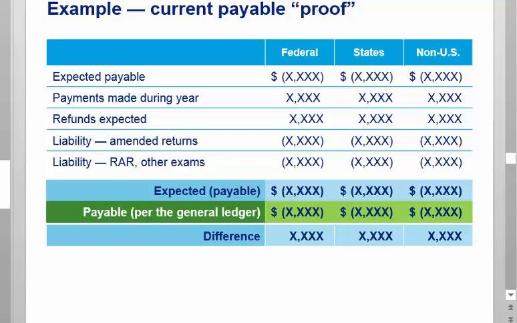And the proof will look something like this, right? How much do you think you owe? What payments did you make? What refunds do you expect? Add up all the things that are going on with your company, Fed, state, foreign, and then say, well, the sum of that compared to the balance I have on my balance sheet, there's either a difference or there's not. And if there's a big difference, you've got to figure out why.